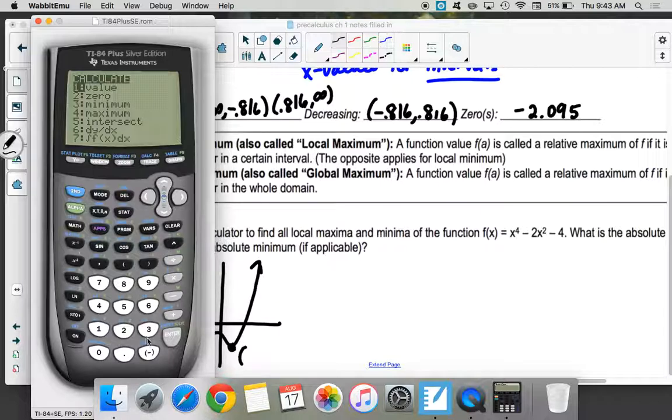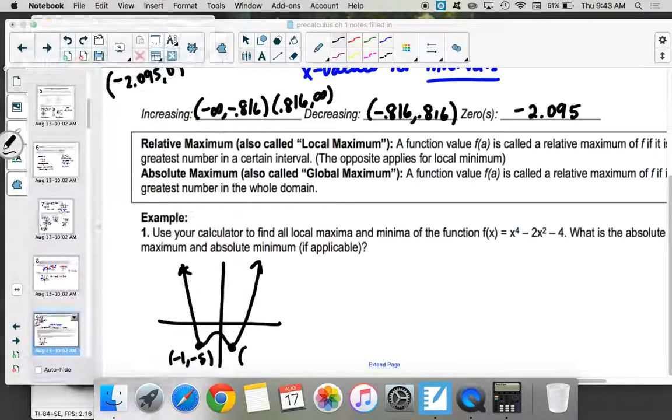But let's say we go ahead and do it again. So we find the minimum, and we go over here. This is what we call an even function. An even function means when you plug in the opposite x value, so if I plug in 1 and also negative 1, I get the same output. So negative 1 comma negative 5, or positive 1 comma negative 5, I mean.